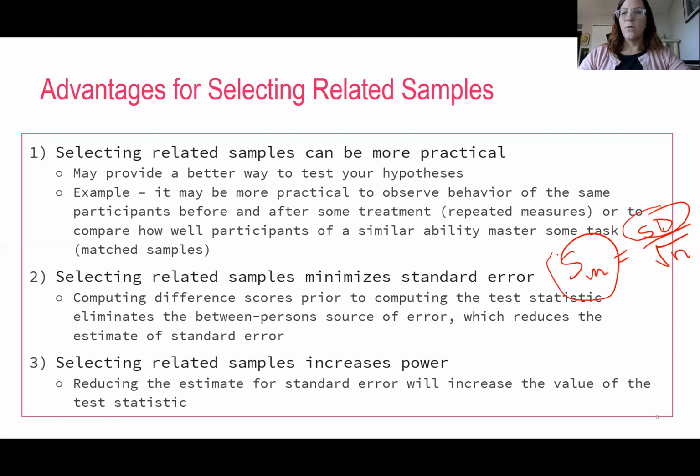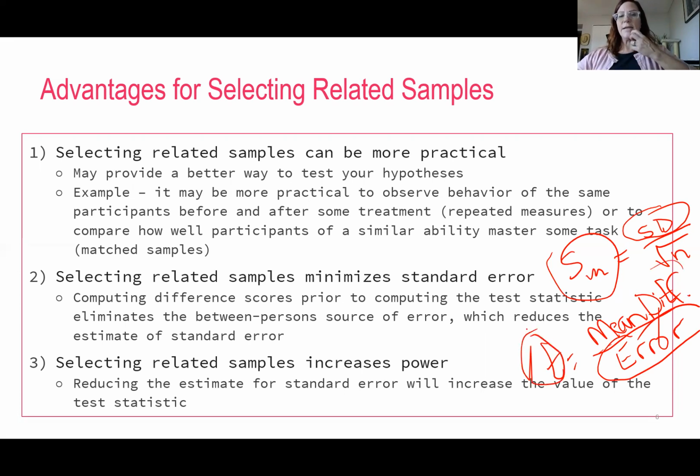So if you remember, we have, basically our error is in the denominator, and then our mean difference is in the numerator. Well, if we decrease this number, the error, that means a lower number goes into this, meaning this t obtained will be larger. So it increases power, because remember, power is the likelihood of finding significance or rejecting the null. So there are some real advantages for selecting the related samples tests.